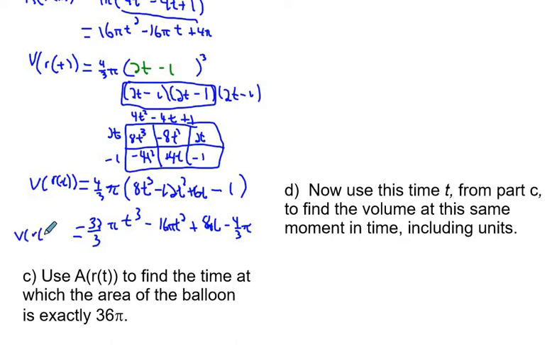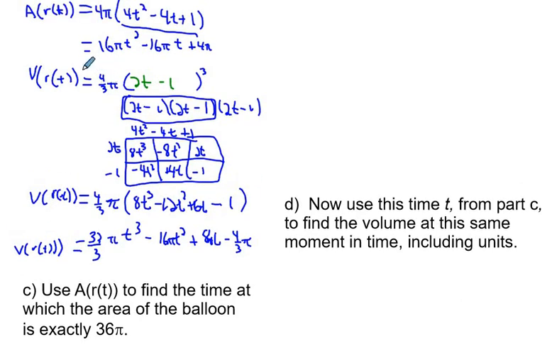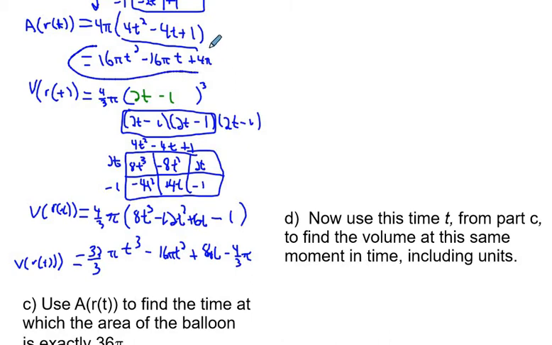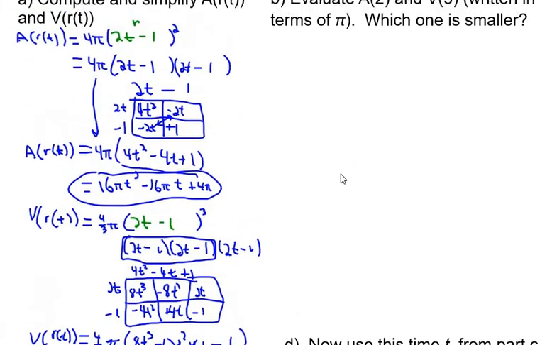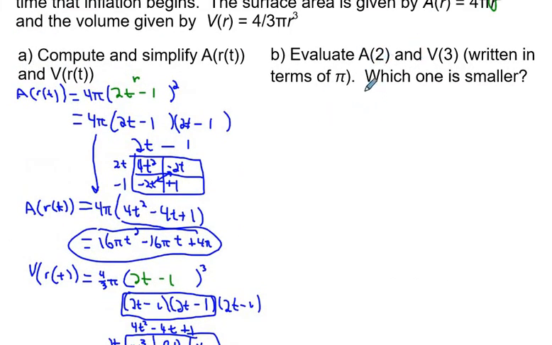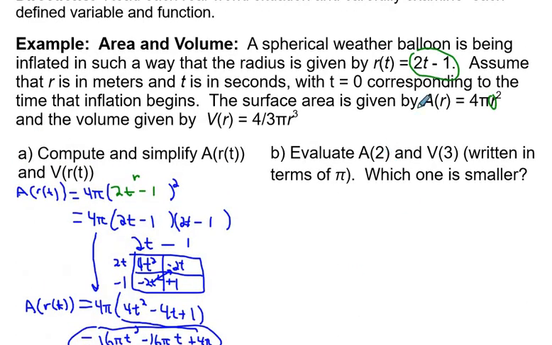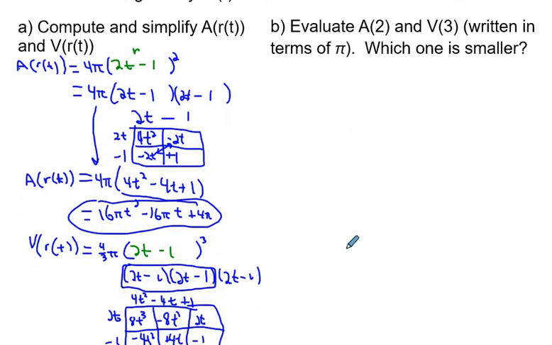Okay, so now what we're going to do is use this. That did take quite a while, but these two answers, A of r of t and V of r of t, are going to be used to work on the rest of the problem. So it now wants me to find A of 2 and V of 3 written in terms of pi. So A of 2, it just wants me to put 2 in this equation. I could have put 2 into here, found the answer, and then plugged it into here. So it's interesting, you can do it both ways. It would actually give you the same value.